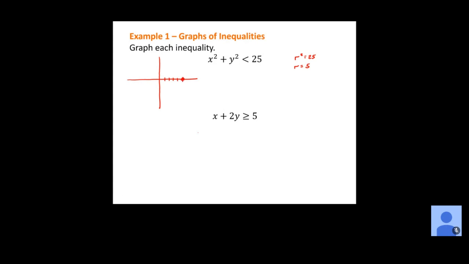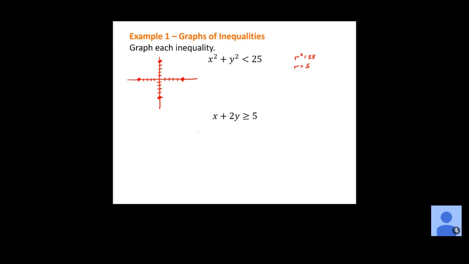That's going to be a point on my circle. 1, 2, 3, 4, 5 in that direction. There's another point. 1, 2, 3, 4, 5 over here. And then 1, 2, 3, 4, 5 down here.